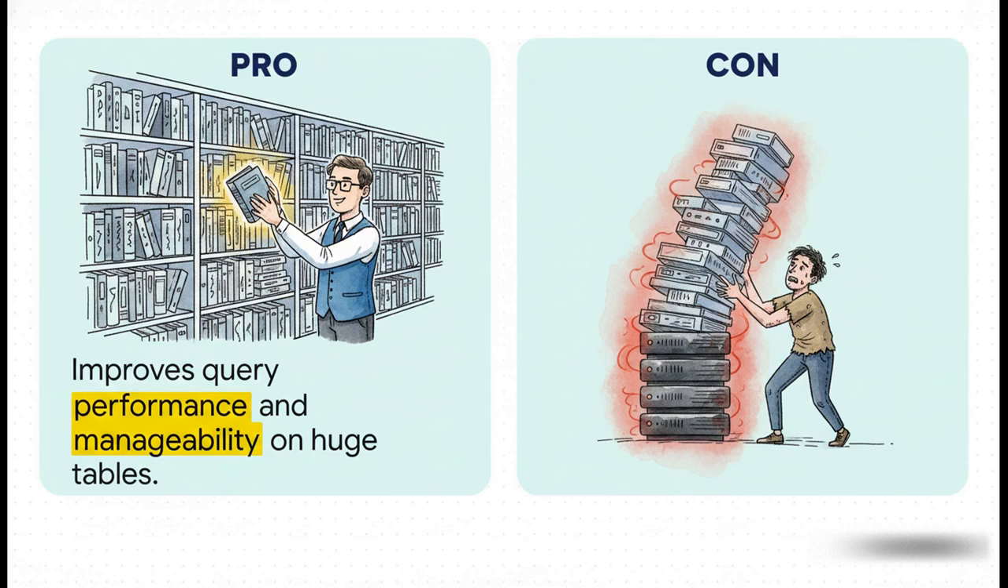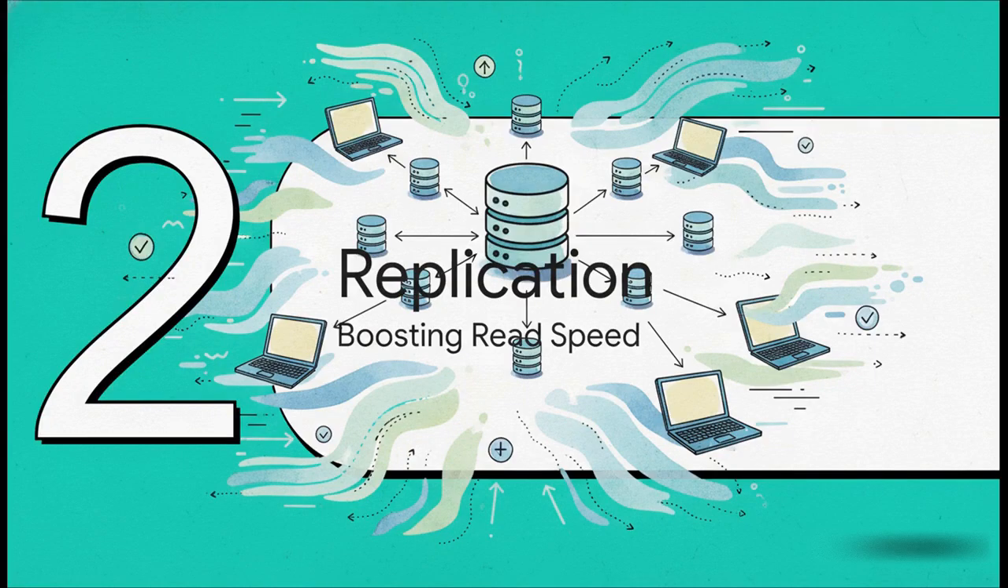Okay, so here's the crucial point, the catch, if you will. Partitioning is fantastic for organization and performance on a single machine, but it doesn't solve the fundamental problem of that one server being completely overwhelmed by traffic. You're still stuck with the limits of that one machine's CPU, RAM, and disk I/O. And that brings us perfectly to our next strategy, replication.